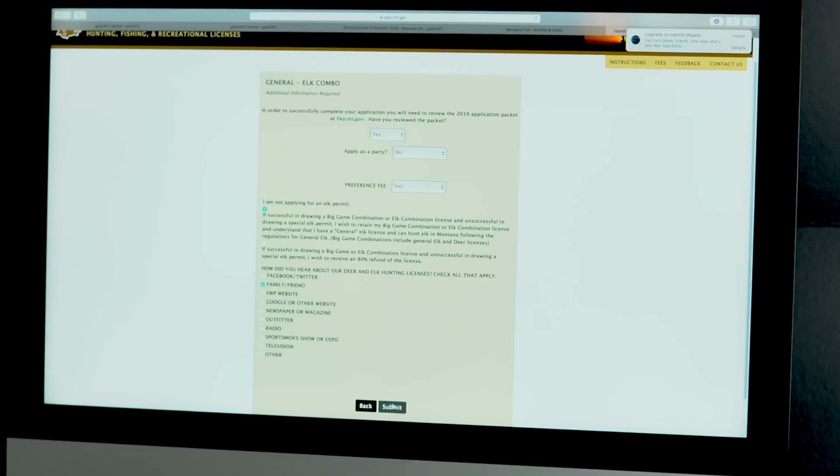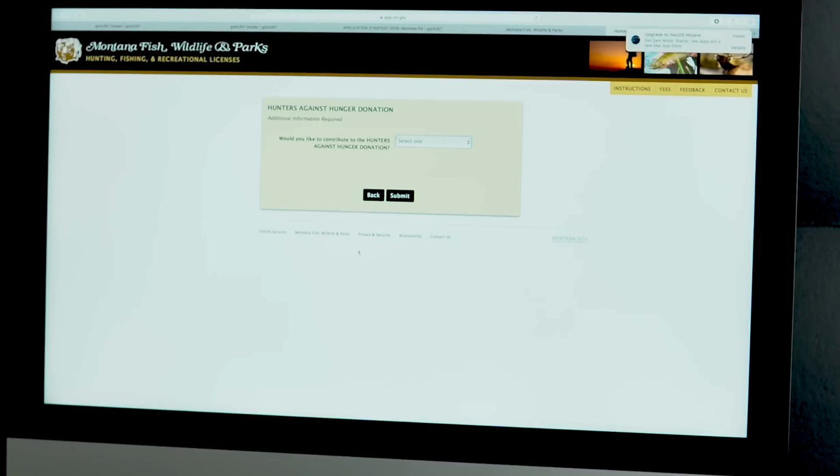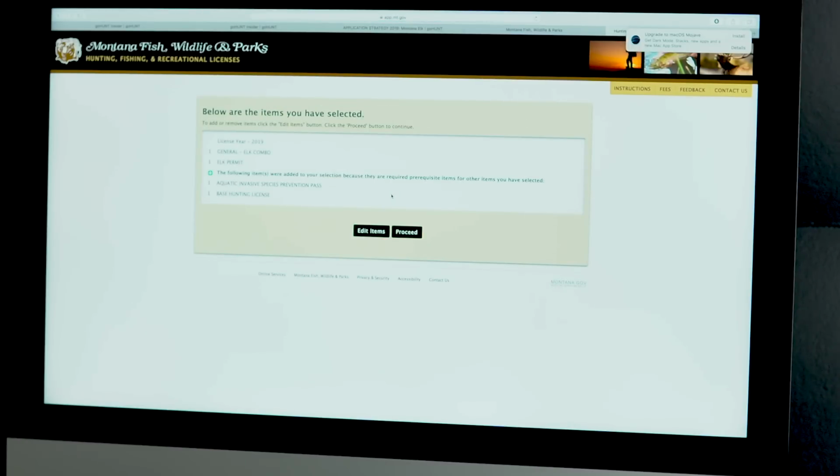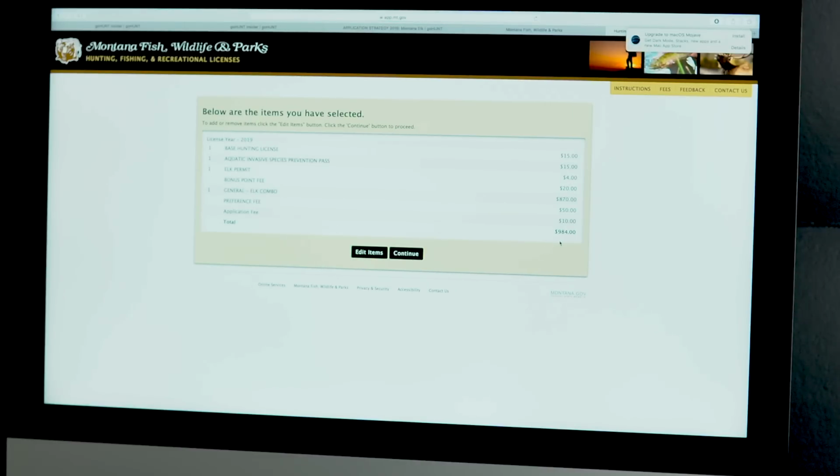How did you hear about hunting licenses in Montana? I'll put a family friend and then submit. And would like to donate? No, thank you. Hit submit. And here I'll review what I have. So I've got 1 general elk combo license, 1 elk permit. They automatically add on an aquatic invasive species prevention pass and a base hunting license. And I'll hit proceed. And you'll notice I am paying $984 up front to apply in Montana.